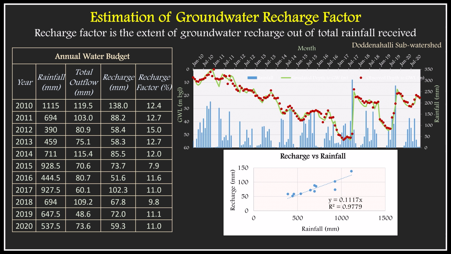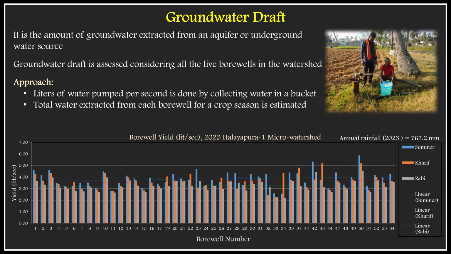The table and the graph depict the recharge factor, and as it can be seen, the recharge factor varies from 7.9 to 15% from 2015 to 2012. Groundwater draft is the amount of water extracted from the borewell, and extraction of water in the existing borewell is depicted in the graph.